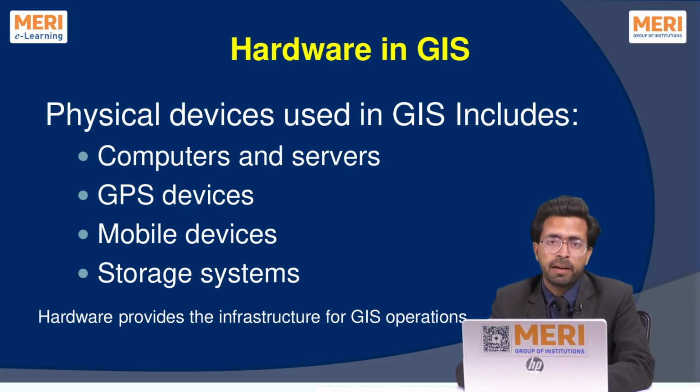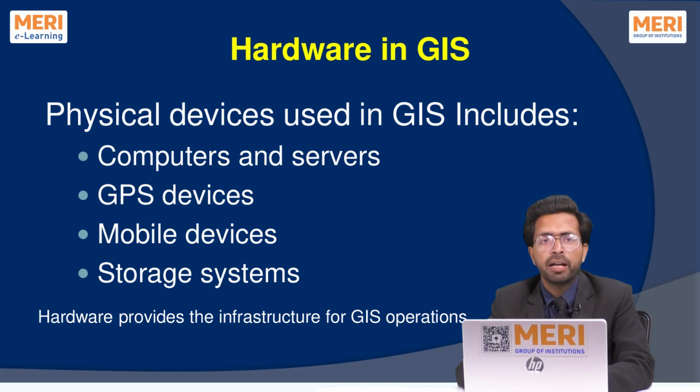Hardware refers to the physical devices and equipment used in a GIS system. It forms the infrastructure that supports GIS operations. Hardware includes computers, laptops, servers, GPS devices, mobile devices and storage systems. Among these, computers and servers play a central role because they perform data processing and analysis. GIS often deals with large volumes of spatial data, especially satellite imagery and high resolution maps. Therefore, high performance systems with sufficient memory and processing power are required.